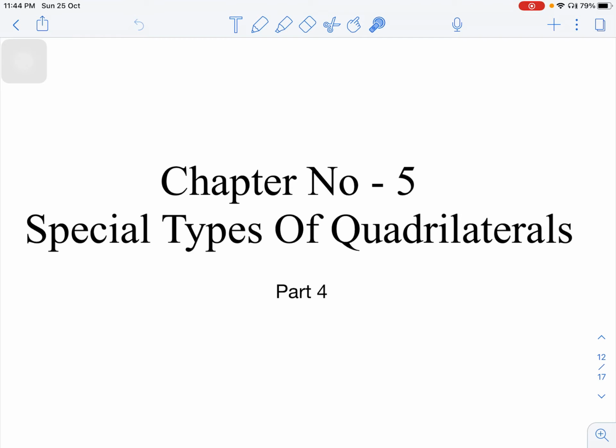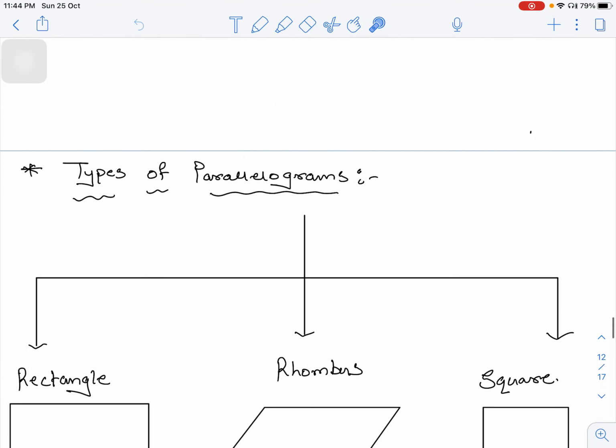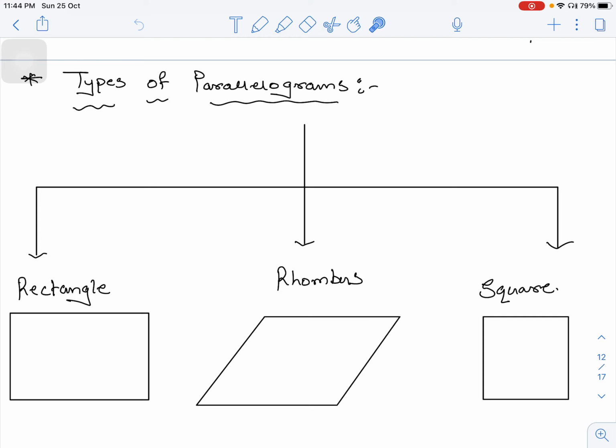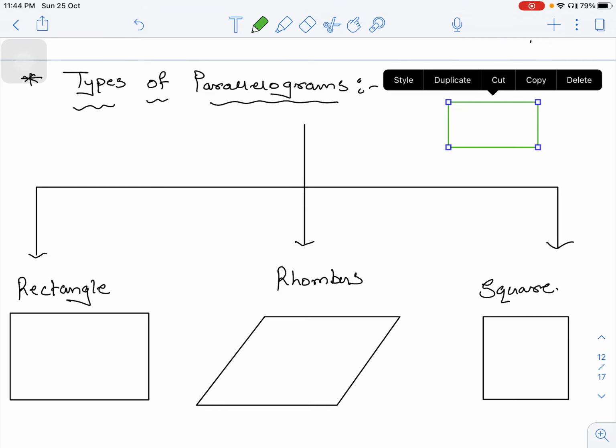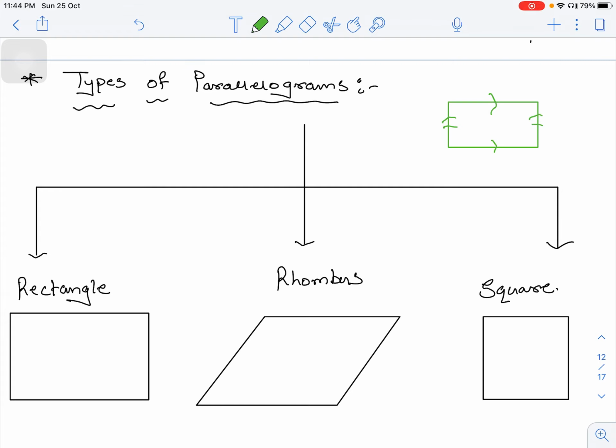In that we have seen up till now two types of quadrilaterals, that is a trapezium and a parallelogram. Now today in this part we are going to learn about types of parallelograms. We have learned that a parallelogram is a quadrilateral in which opposite sides are parallel to each other. Both pairs of opposite sides are parallel to each other, then such a figure is known as a parallelogram.